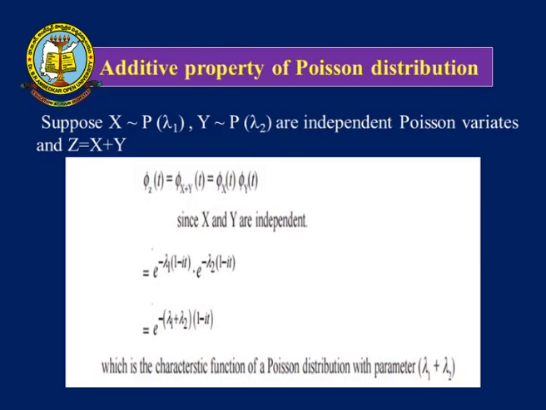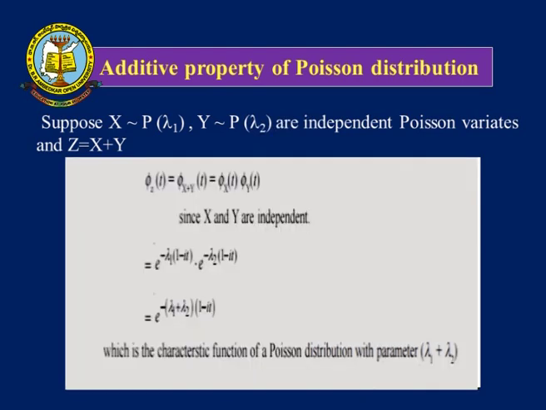Now, the additive property of Poisson distribution. This is a very important property of the Poisson distribution, known as the additive property. Suppose x follows P of lambda 1 and y follows P of lambda 2 are independent Poisson variates. Let z be equal to x plus y.